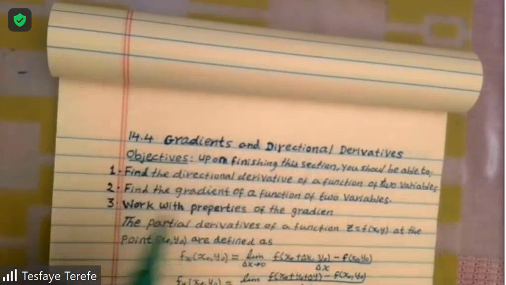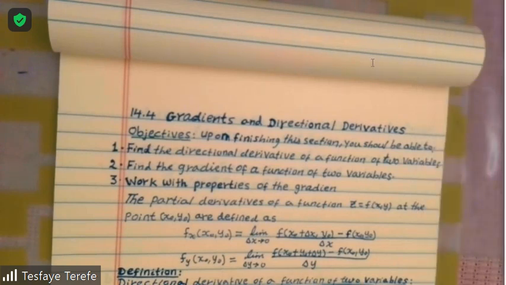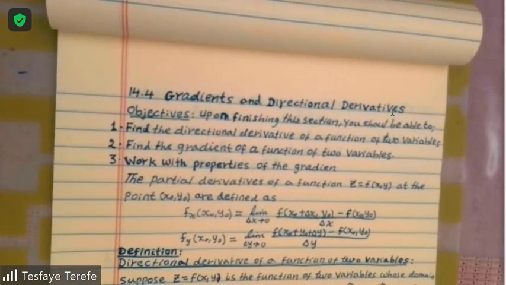Upon successful completion, you should be able to find the directional derivative of a function of two variables, find the gradient of a function of two variables, and work with properties of the gradient. These are our goals. As you might remember, the partial derivative of f at the point x sub 0, y sub 0 is defined as this in the x direction, and this was the partial derivative with respect to y. That means the rate of change in the y direction. Now let's define directional derivative. What about any direction?